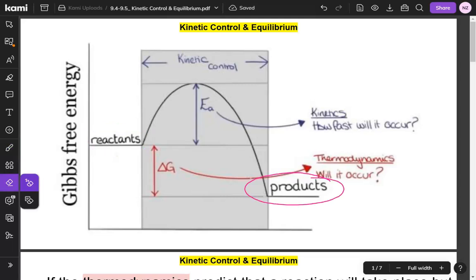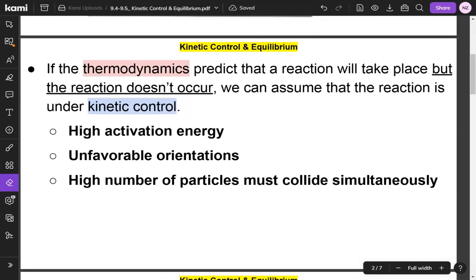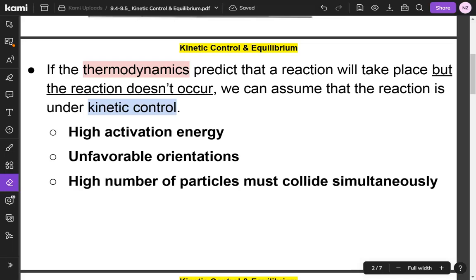So we've been talking about kinetics and thermodynamics. Thermodynamics asks the question, will it occur? And kinetics asks the question, how fast will it occur? Kinetic control occurs between the reactants and the products. When we say something is under kinetic control, thermodynamics predicts a reaction will take place, but if the reaction doesn't occur, we say it's under kinetic control.